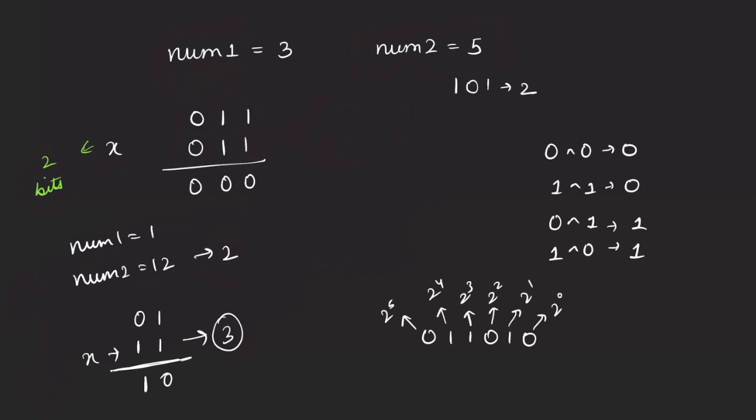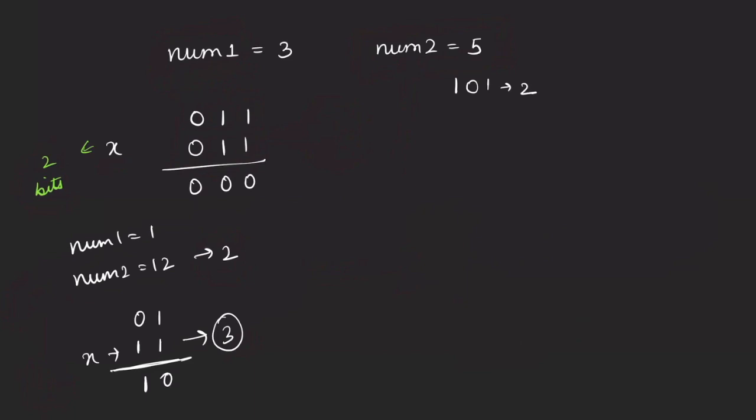Now how do we identify whether a particular bit is set or not? Suppose I have a number 0, 1, 1. This is the 0th bit, this is the first bit, and this is the second bit. Now I want to know whether the first bit is set or not. So what I do is, see, this in decimal is 3.